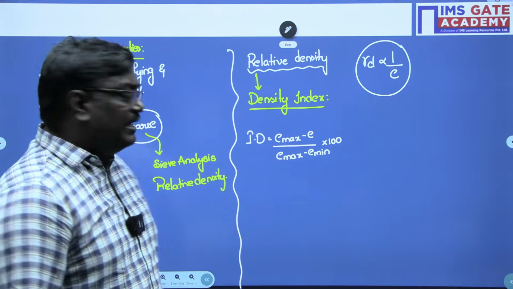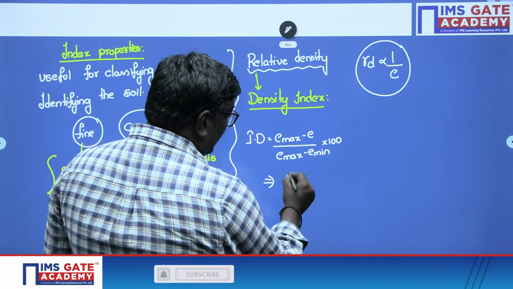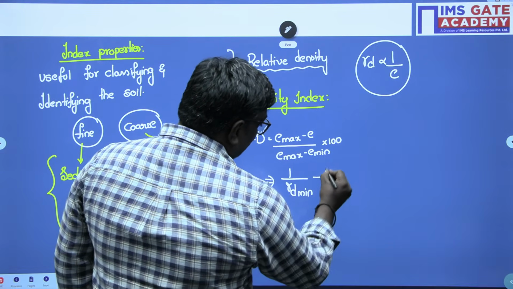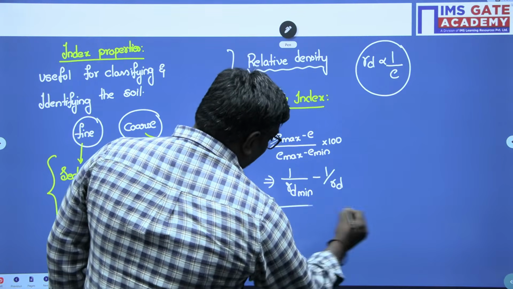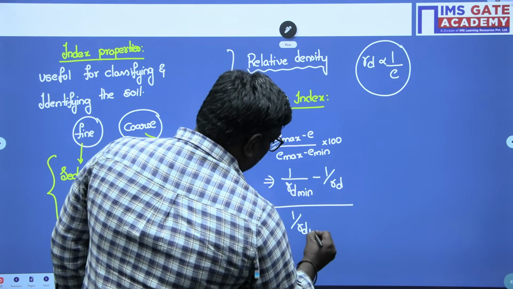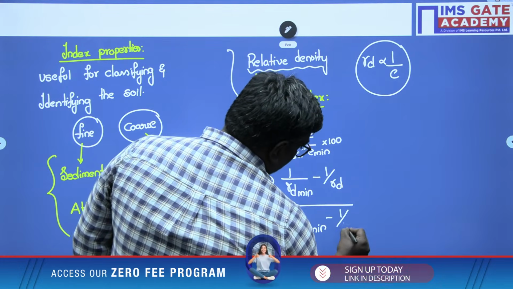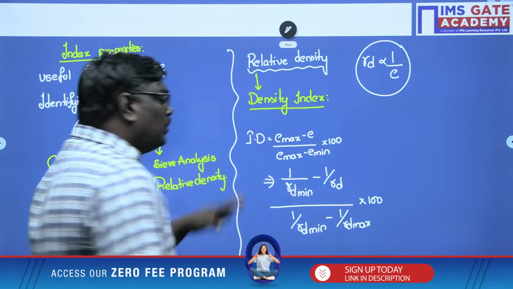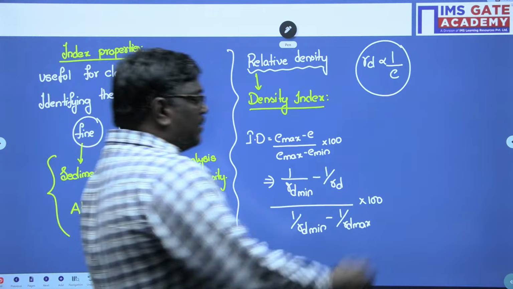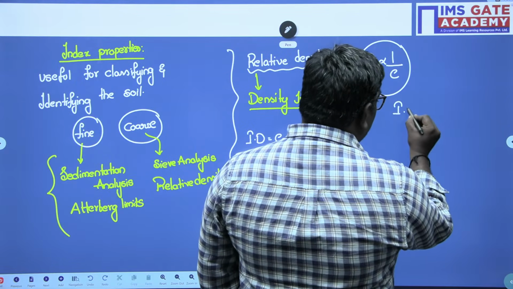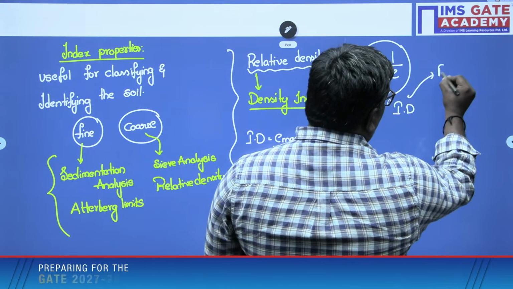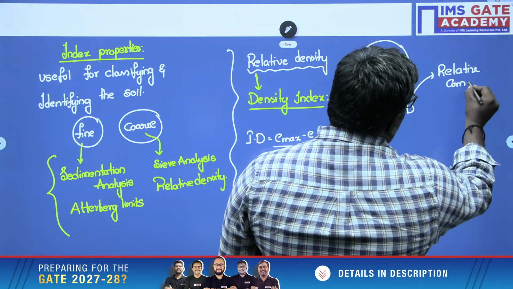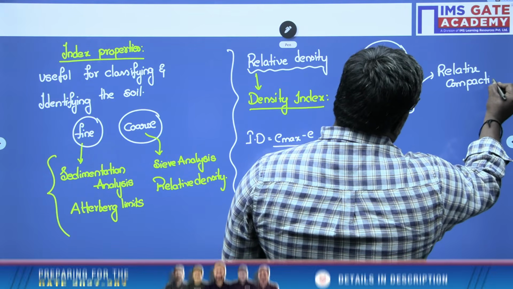In some questions they can give you relative density in terms of dry density. So e max means dry density should be minimum, and e means natural state. Here you can also write it as (1 by gamma d minimum minus 1 by gamma d) divided by (1 by gamma d minimum minus 1 by gamma d maximum) into 100. This would be an easy way to remember. Based on relative density, you get an idea about relative compaction, which is nothing but dry density in the field by maximum dry density in the laboratory.